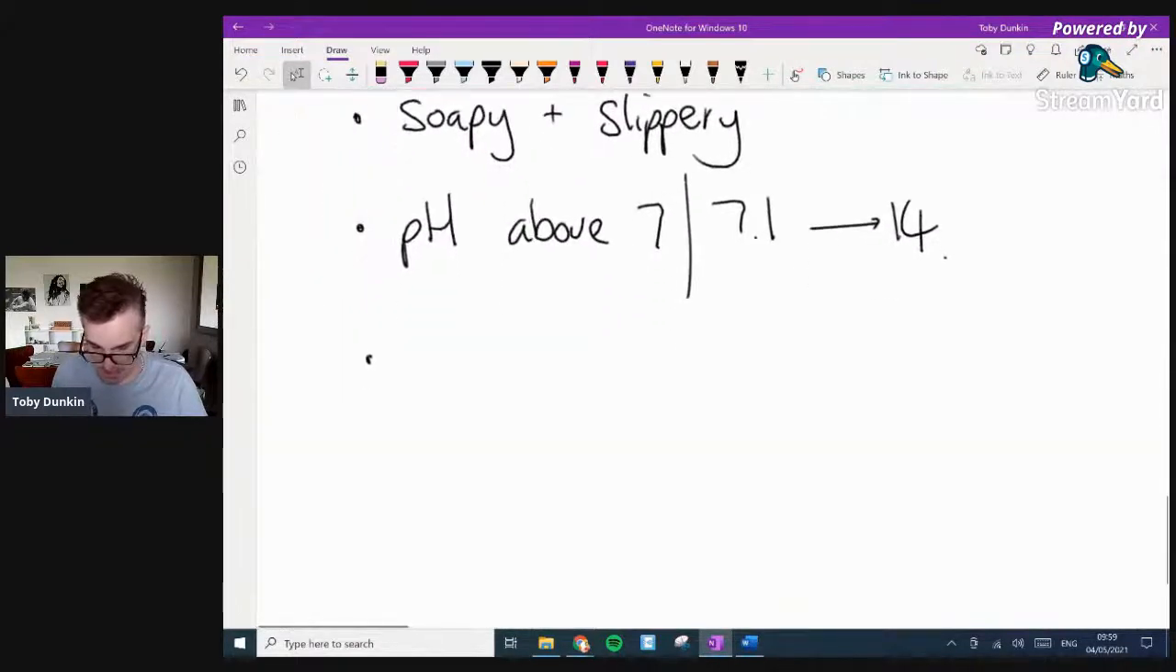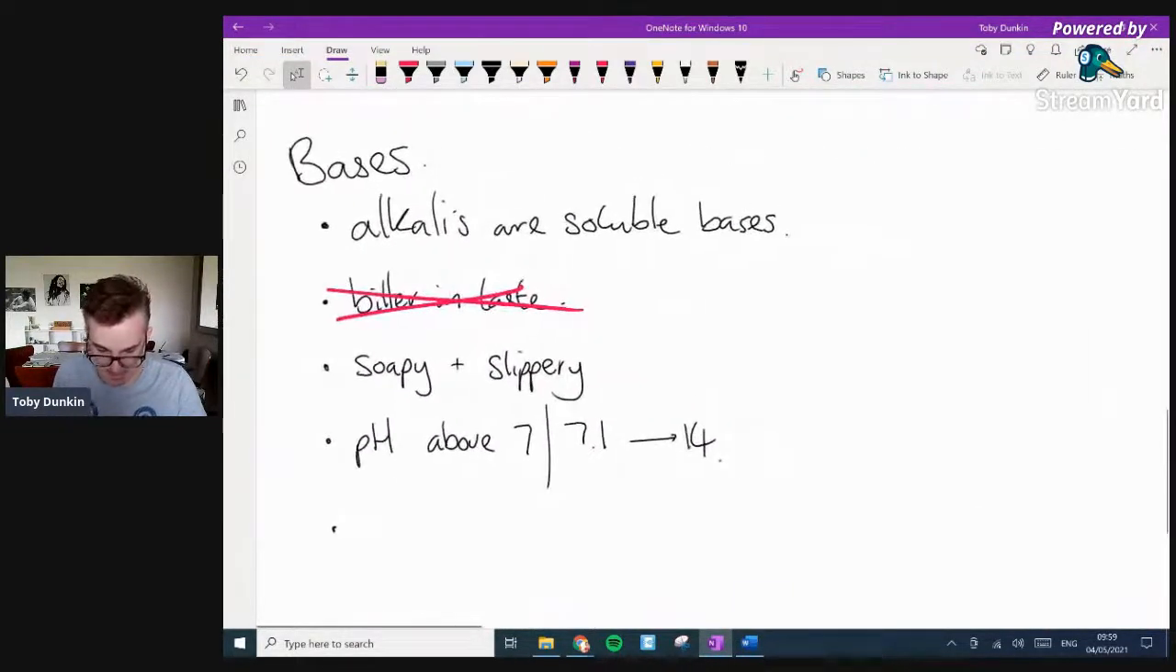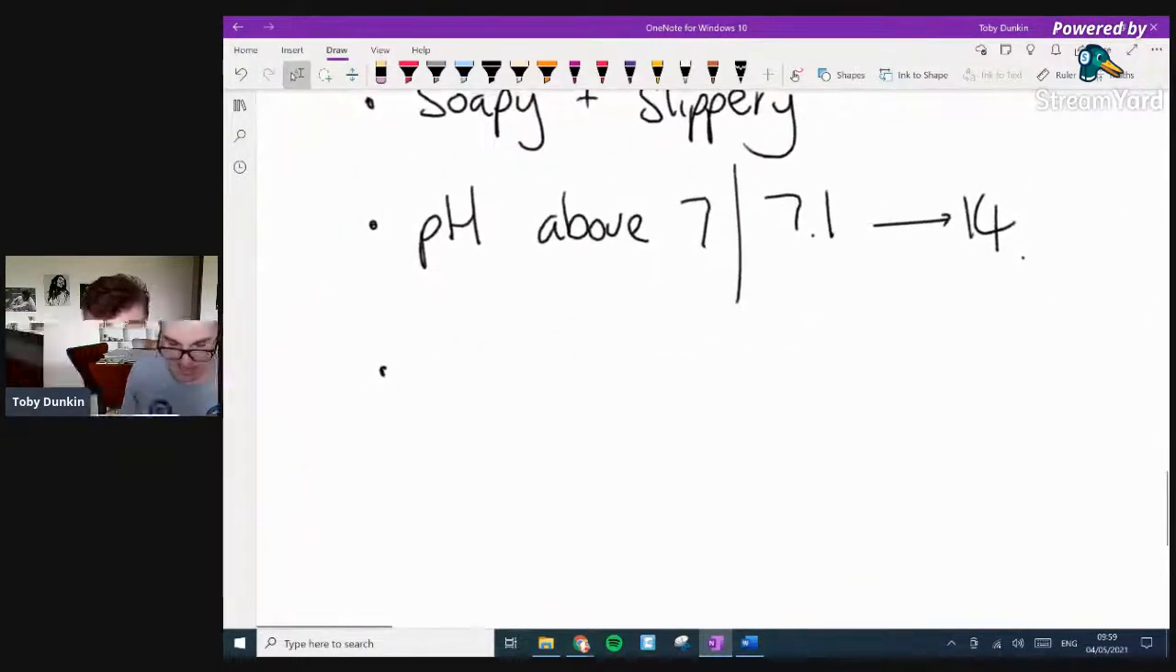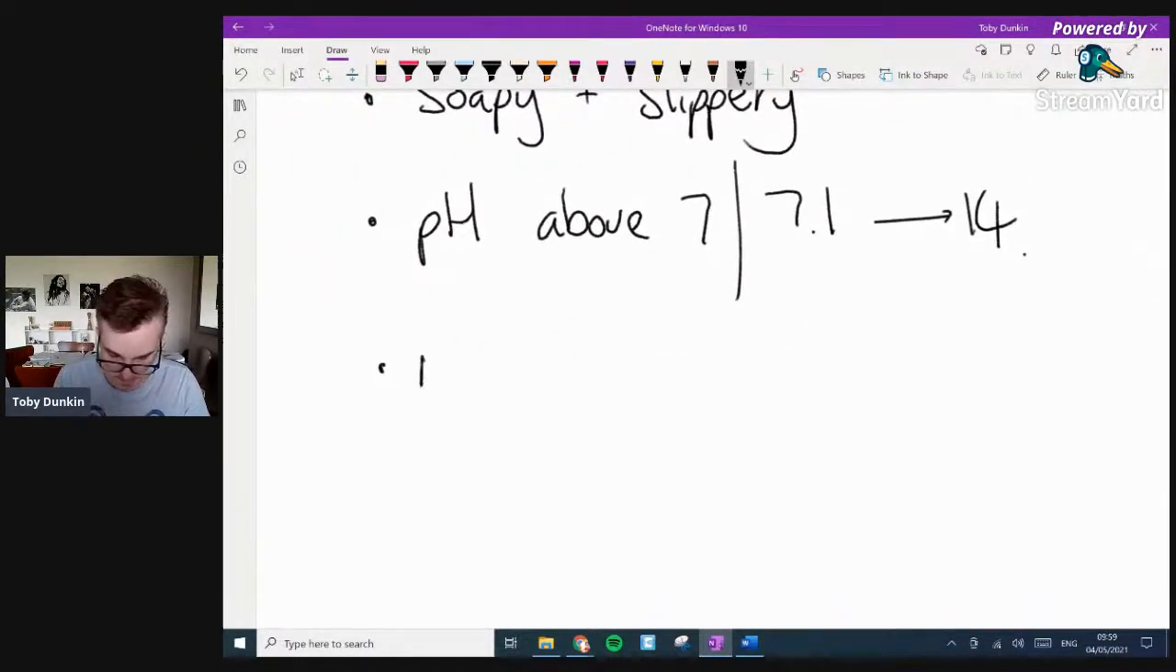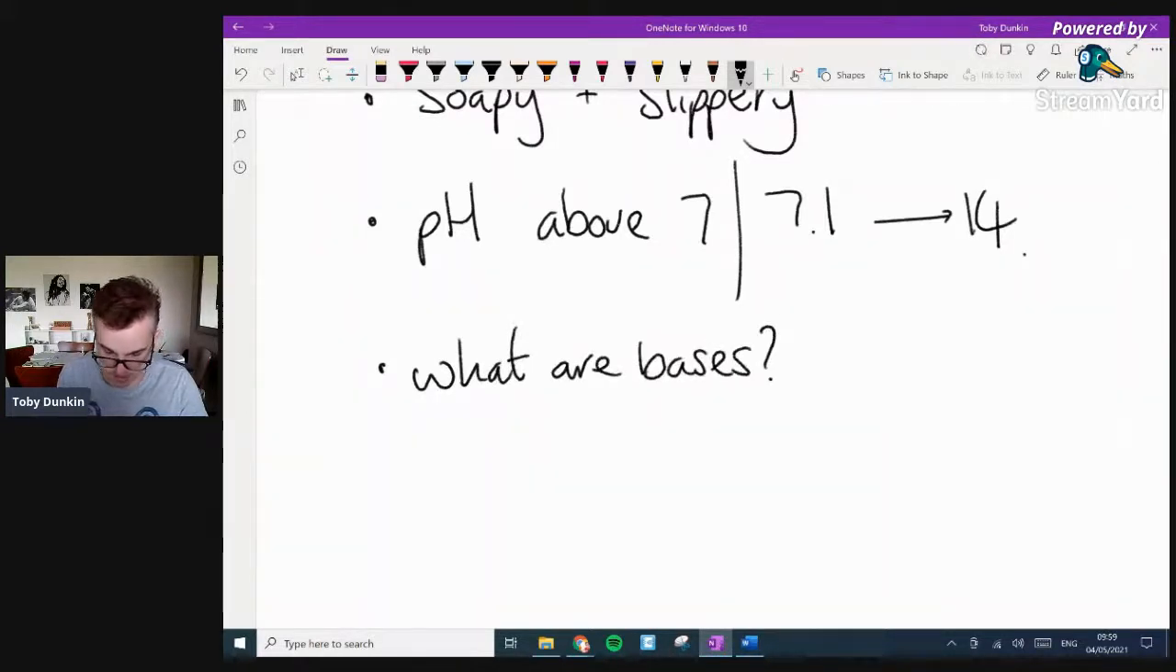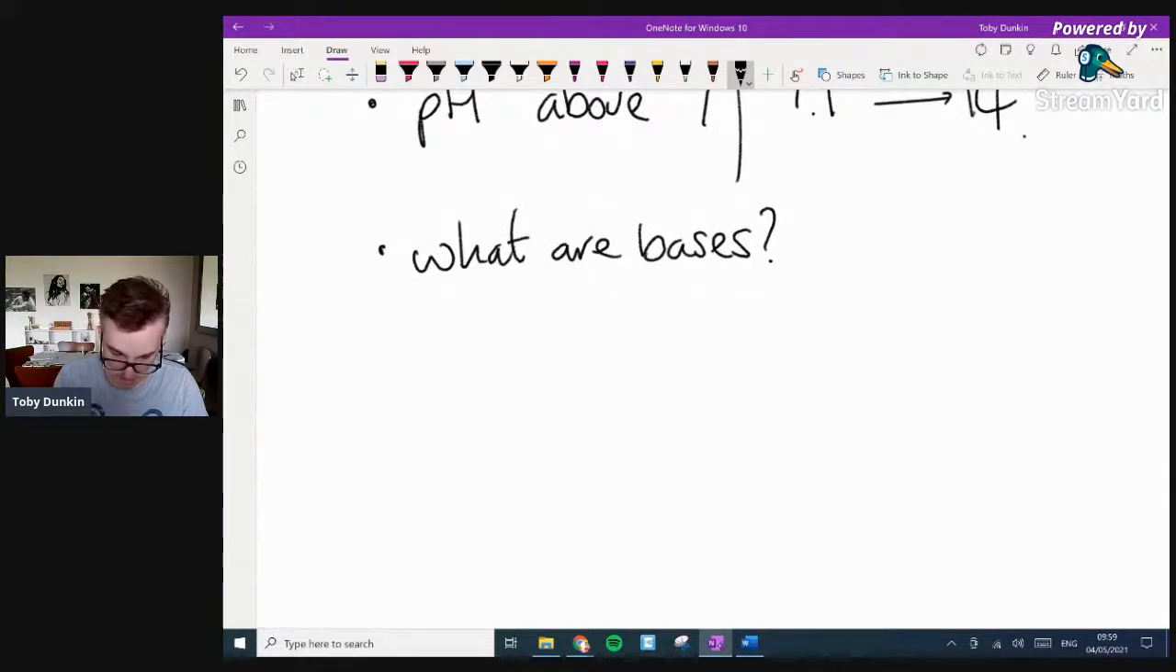Okay, so pH above 7. Anything else I want to add to my bases? I don't think so. But oh, yeah, we may as well add in the rules. So, metals. So, what are bases? What are bases? Question mark. Bases, question mark. They are metals. Number 1, metals. Metals react with acid.